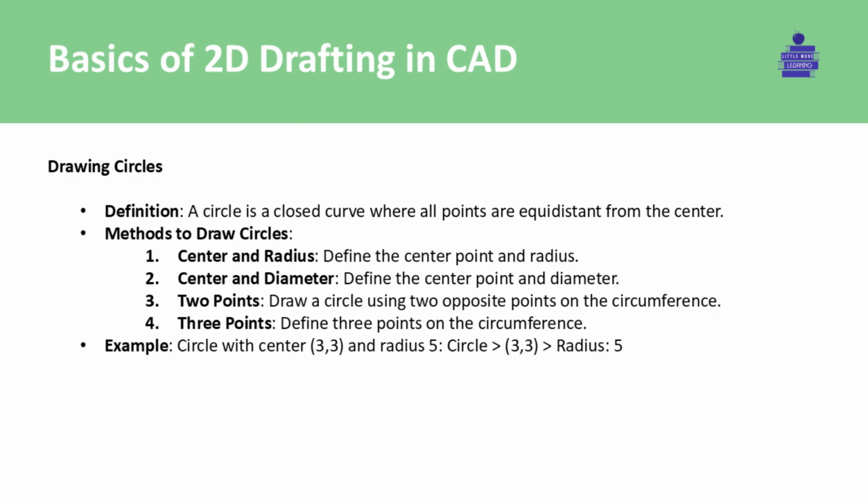We can also define a circle using its diameter or by specifying 3 points that the circle must pass through. Think about drawing a circle through 3 fence posts. CAD calculates the perfect circle that touches all 3 points. For example, if we want a circle centered at point 3, 3 with a radius of 5 units, we simply input these values and voila, we have a mathematically perfect circle.